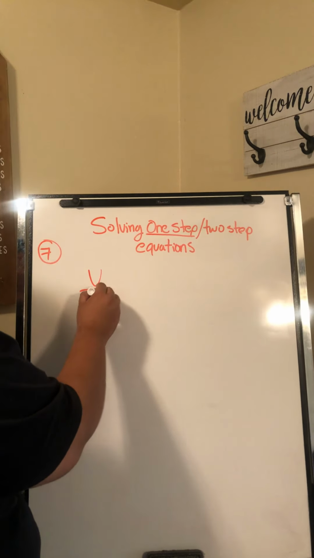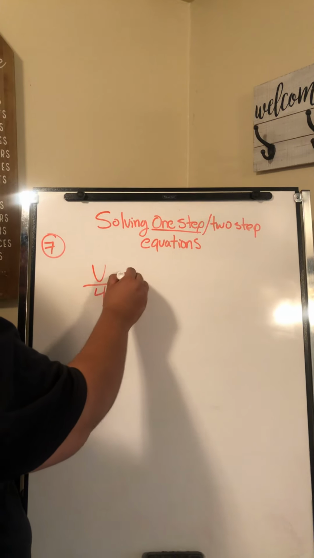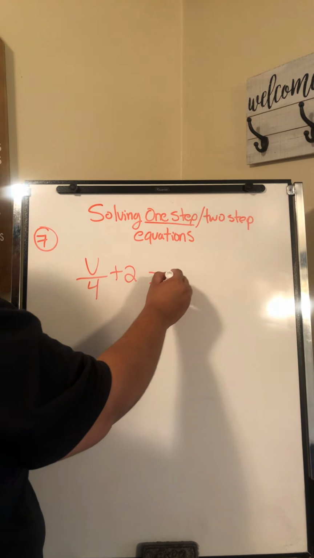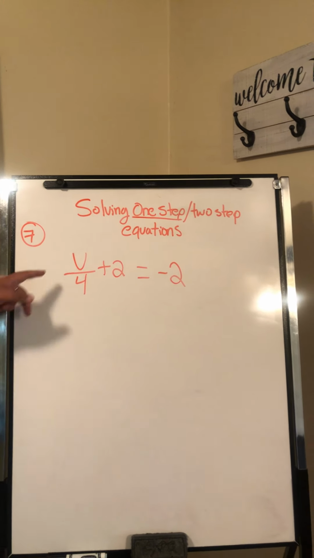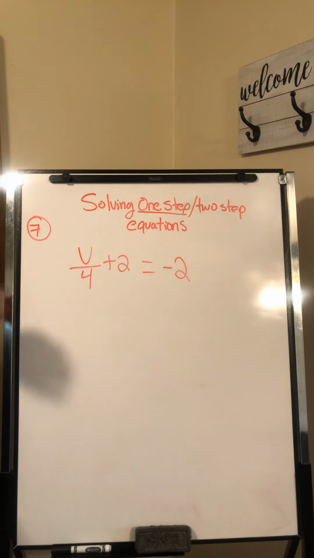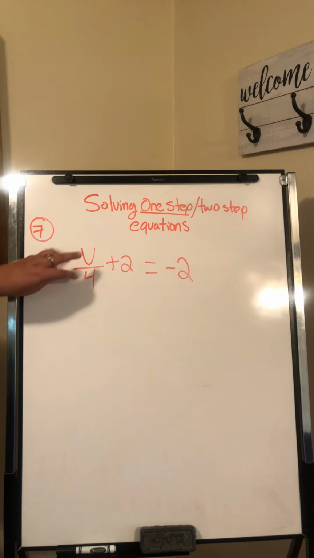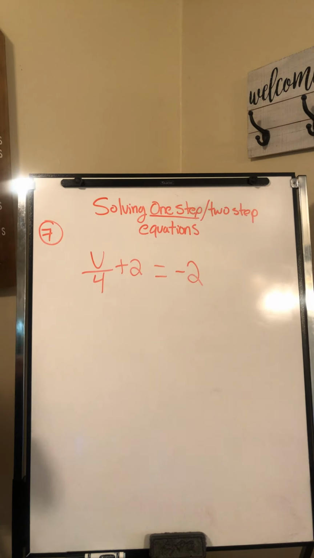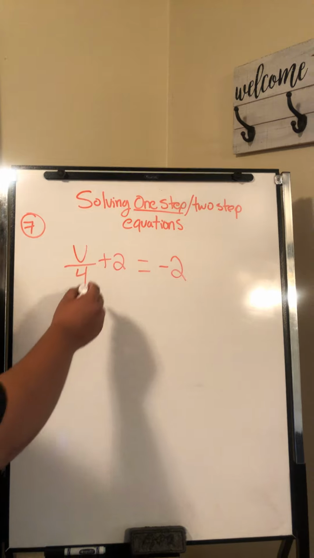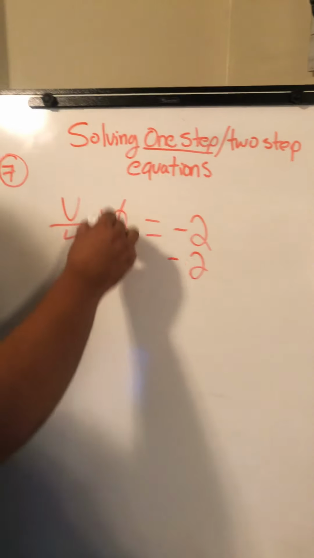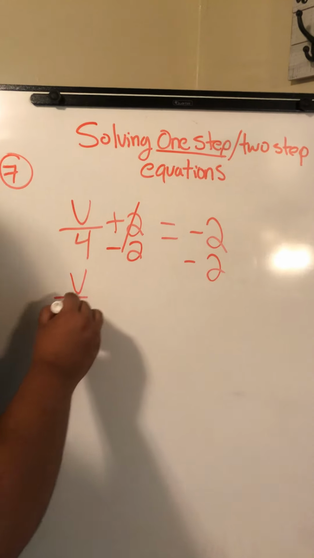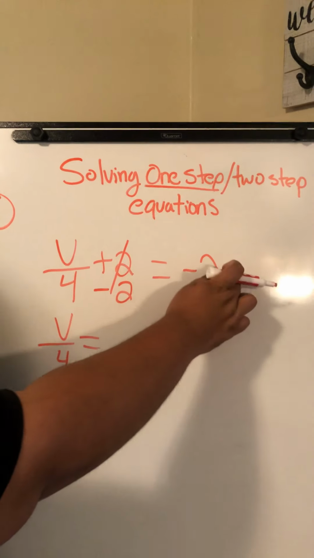V over 4 plus 2 should be -2. So here we go. By this point, you should know, isolate the one that has the variable. Keep it by itself. Leave it last. So V is being divided by 4. We keep that last. How do I get rid of a +2? That should be -2. Do the opposite. -2. This cancels.